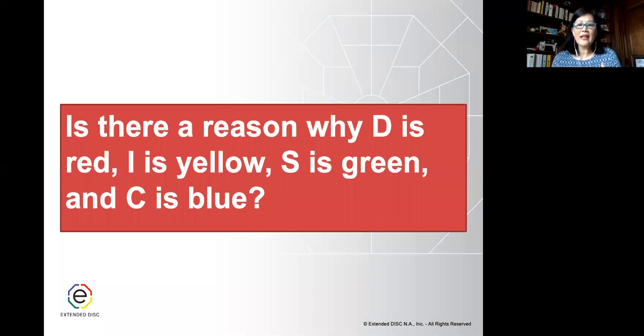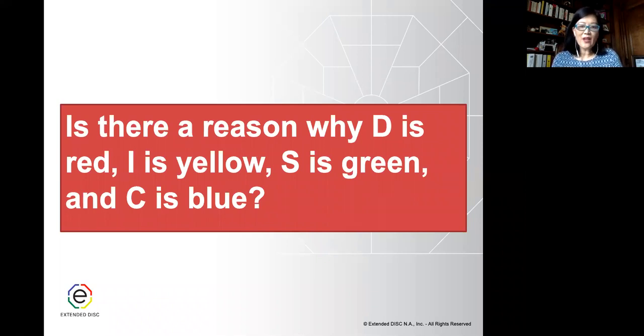We often connect the color red to the D styles, because D styles tend to be very bold. They want to stand out, and they like to be large and in charge. With the I's, we use the color yellow. Yellow is often seen as very bright and cheerful and positive. It's that sunny color. Attention grabbing, you notice it. That's why taxis are yellow. You can see it. Just like I styles, who tend to be very bright and positive, and they enjoy being the center of attention.